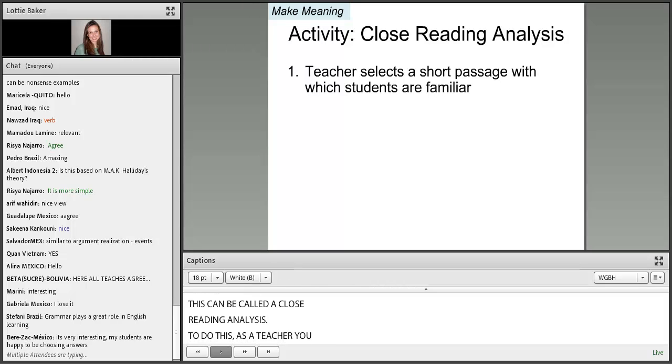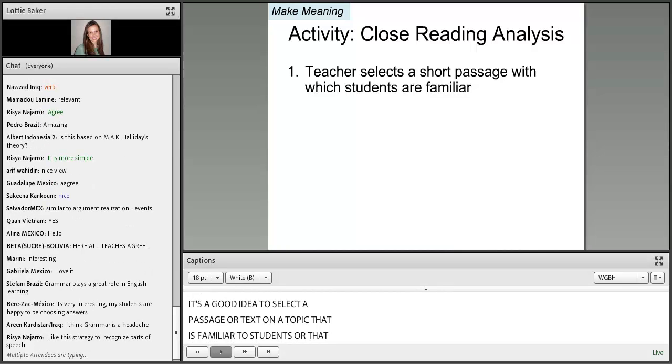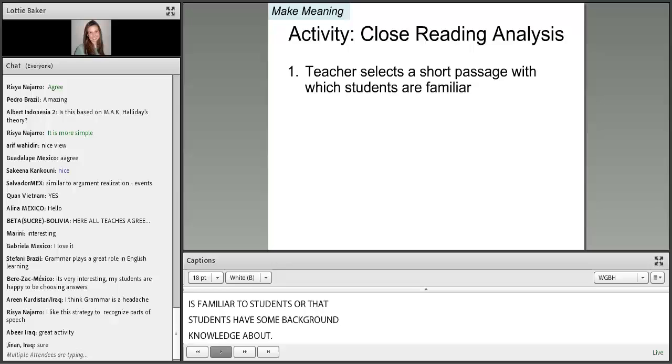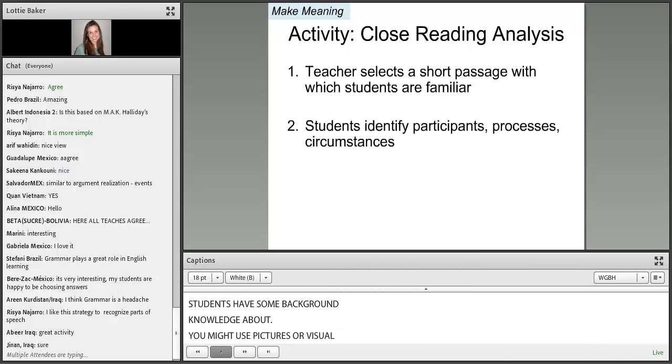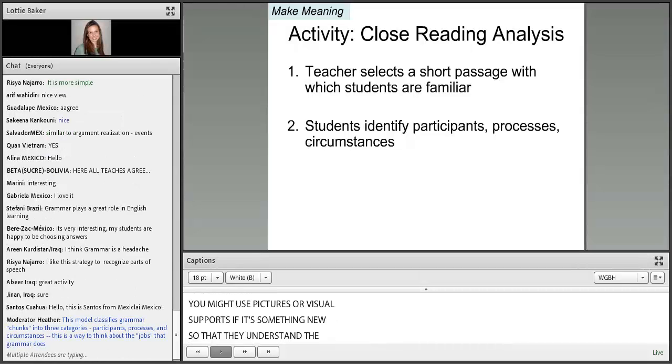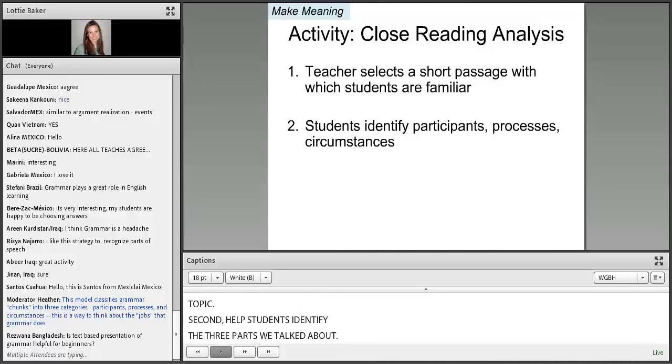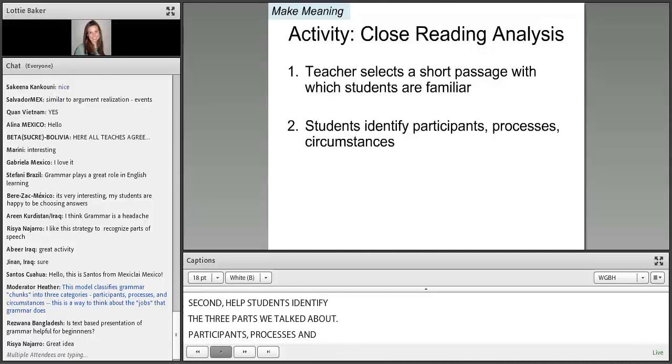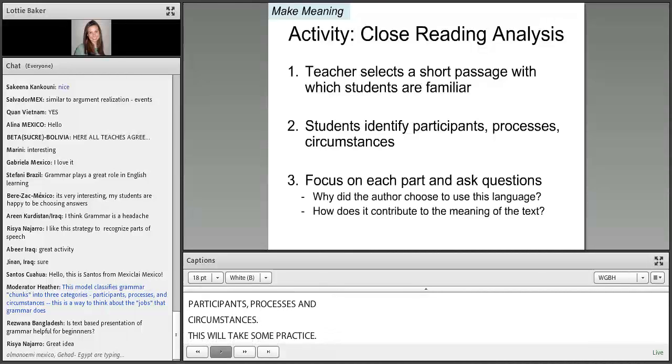And it's a good idea to select a passage or a text on a topic that is familiar to students or that students have some background knowledge about. You might use pictures or visual supports if it's something new so that they understand the topic. Second, help students identify the three parts we talked about: participants, processes, and circumstances. This will take some practice, so you will want to model this many times first.